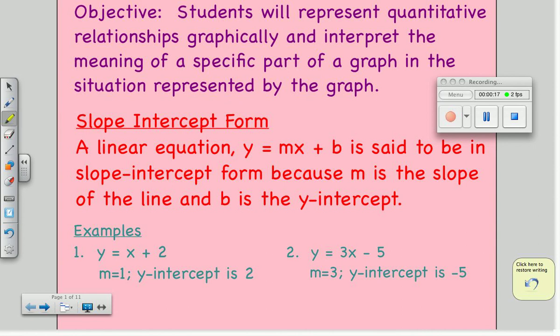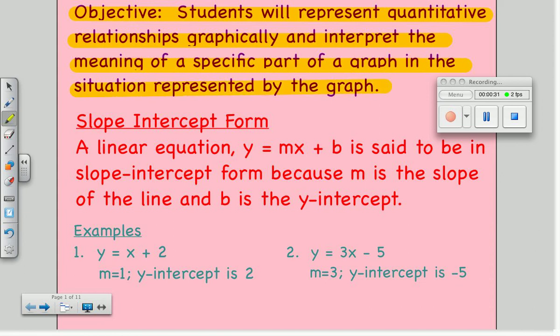Okay. Objective is students will represent quantitative relationships graphically and interpret the meaning of a specific part of a graph in the situation represented by the graph. Okay? So what this means is we're going to represent relationships, number relationships, in a graphic way using a graph, okay? Quadrant grid graph. And we're going to interpret the meaning of parts of that graph.